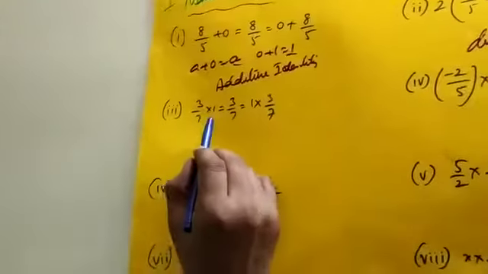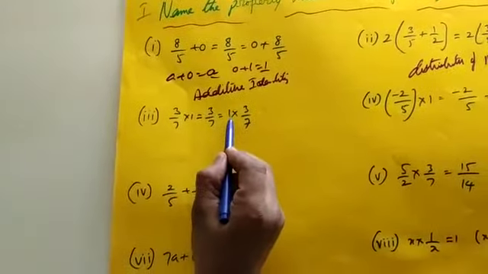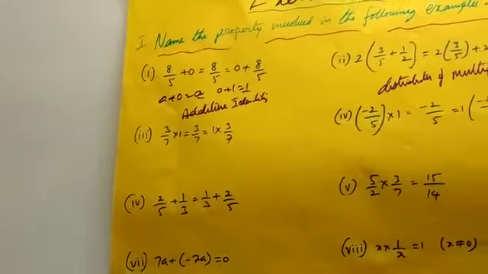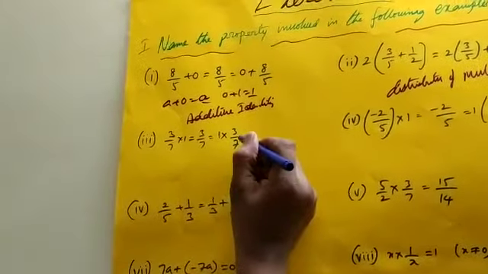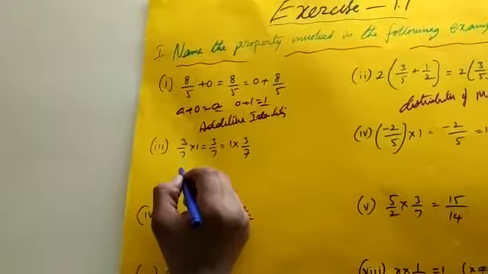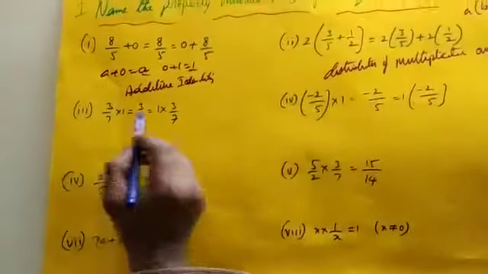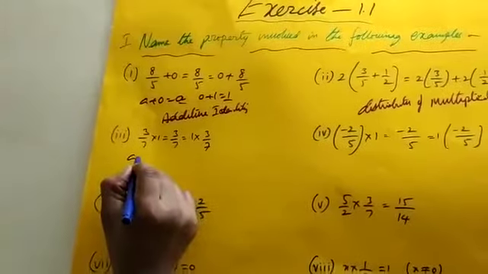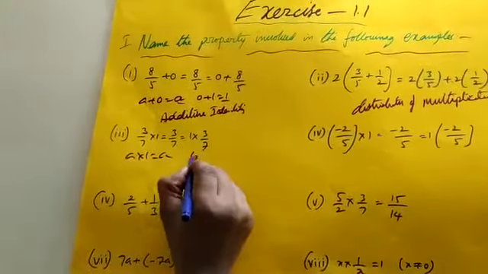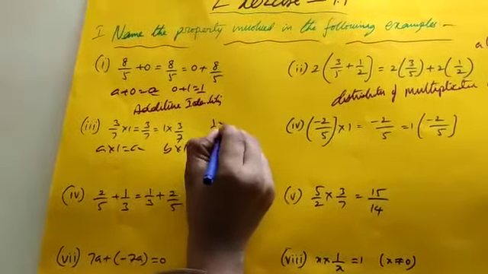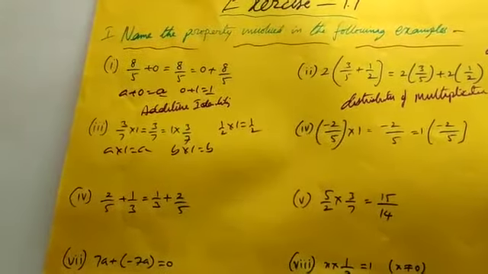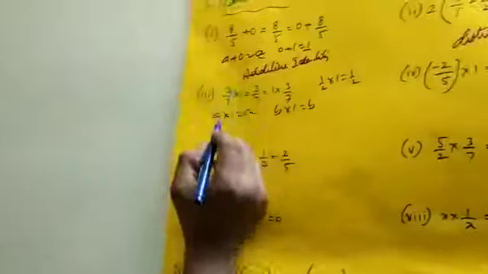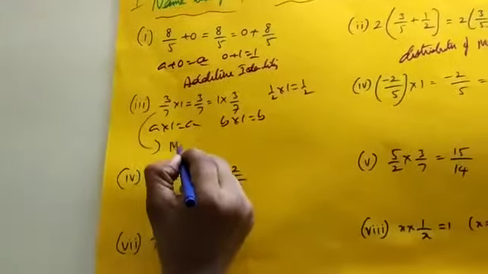Go to 3 by 7 into 1, that is equal to 3 by 7, and 1 into 3 by 7. What is this? Identity property. This is called multiplicative identity. For example, a into 1 is equal to a, b into 1 is equal to b, 1 by 2 into 1 is equal to 1 by 2. You take any number under multiplication with 1, the result is itself. This is multiplicative identity.